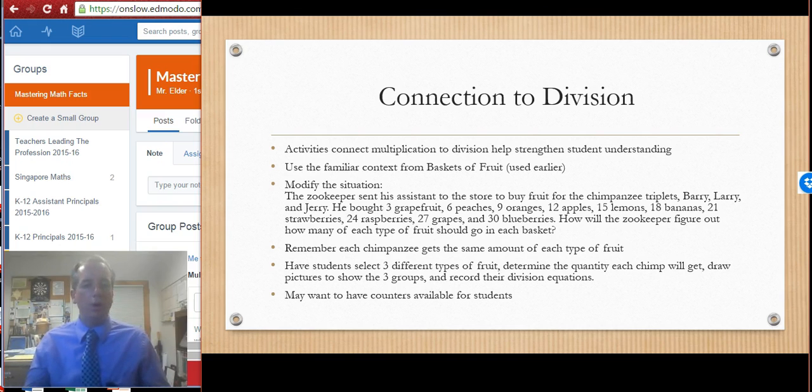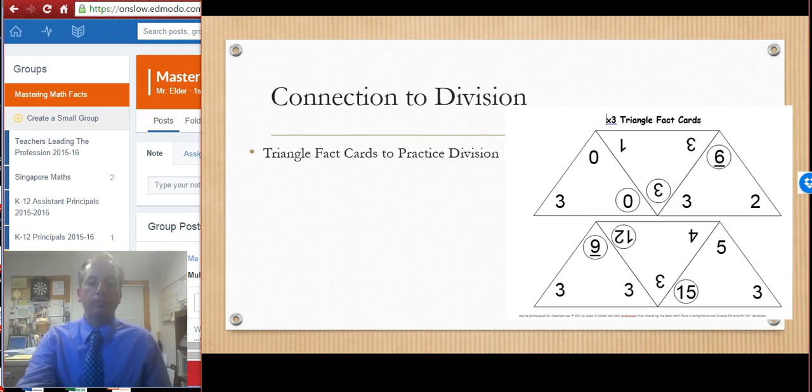Well, I might have to draw it out at first. So what I might think of it as is what times 3 gives me 12. So there's a cognitive leap there, I think, for kids. But using a similar context is one way to help kids get there. Using counters or Unifix cubes is nice because you can kind of color coordinate with the objects to help kids. We talked about using our triangle fact cards as well.